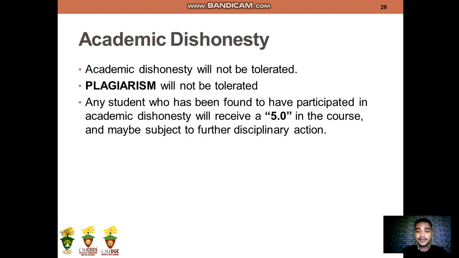And again, we, the faculty members of Caraga State University, will not tolerate academic dishonesty. Plagiarism will also not be tolerated, and any student who has been found to have participated in any academic dishonesty will receive 5 grade in your course and may be subject to further disciplinary action.